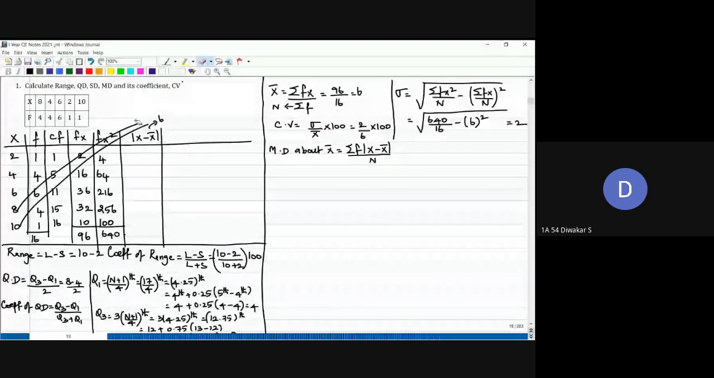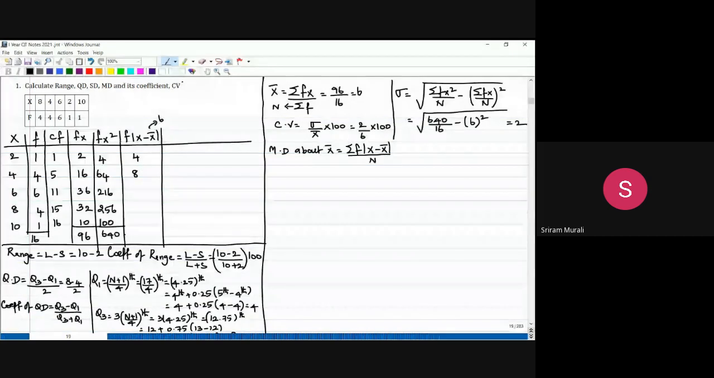Yes, sir. 2 minus 6 is 4. That should be multiplied with f. So this will become 4. Am I right? 1 into 2 minus 6, 4 into 4 minus 6. Do you understand how I write?